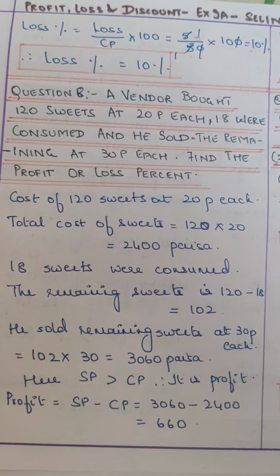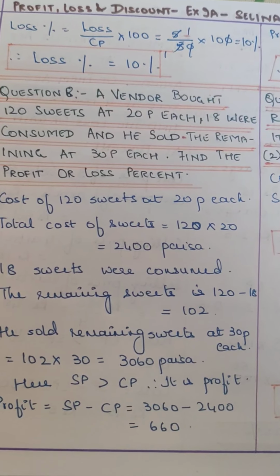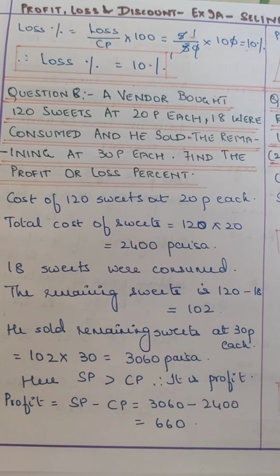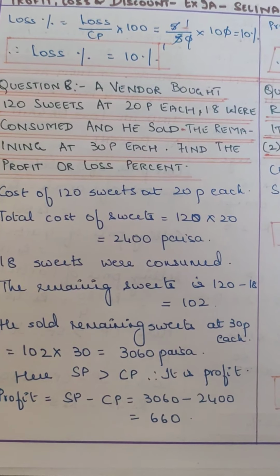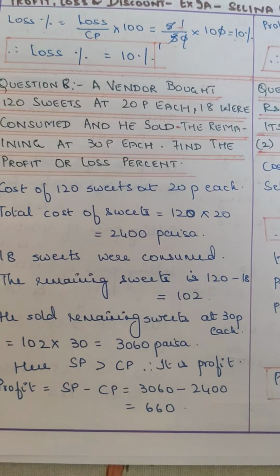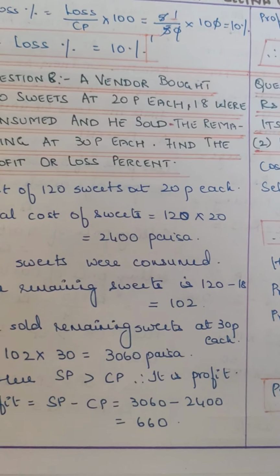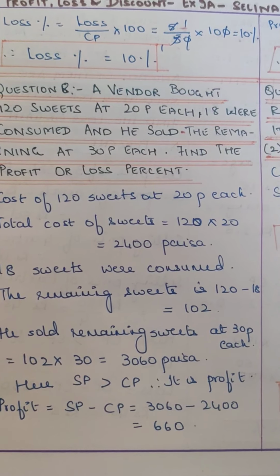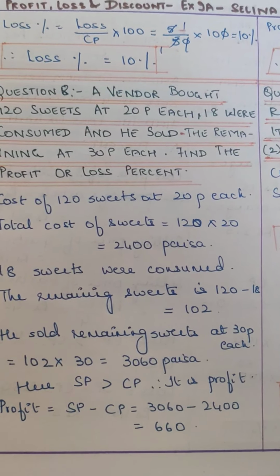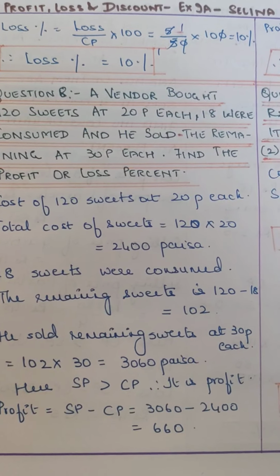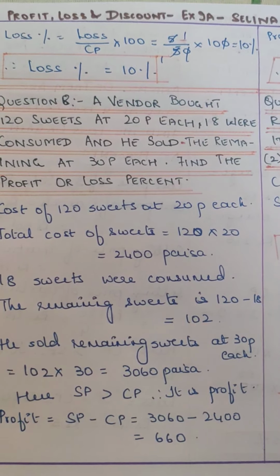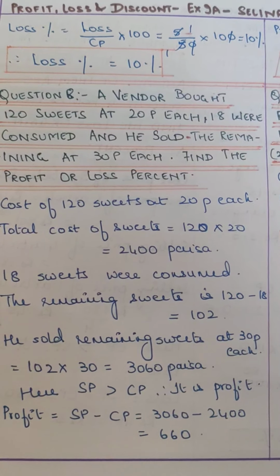18 sweets were consumed, therefore the remaining sweets is 120 minus 18, that is 102. He sold the remaining sweets at 30 paisa each, that is equal to 102 into 30, you get 3060 paisa. Here, selling price is greater than cost price, therefore it is profit. Profit is equal to selling price minus cost price, that is 3060 minus 2400, that is equal to 660.